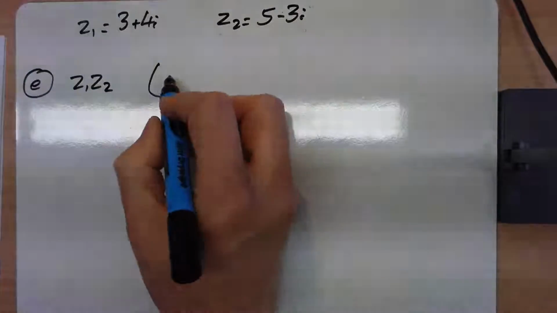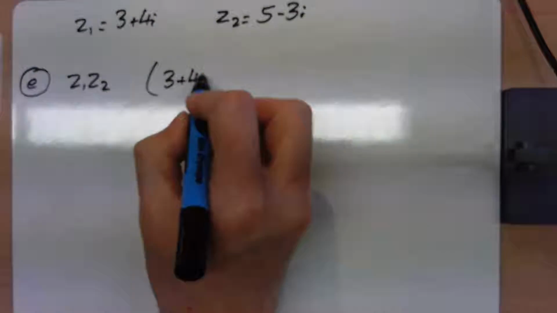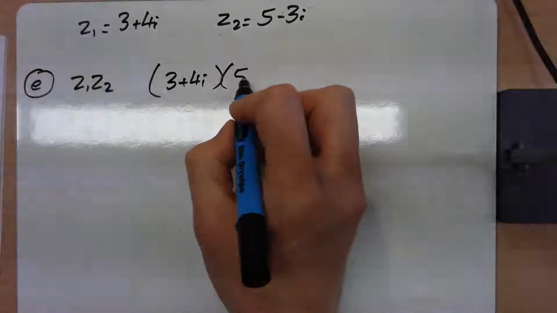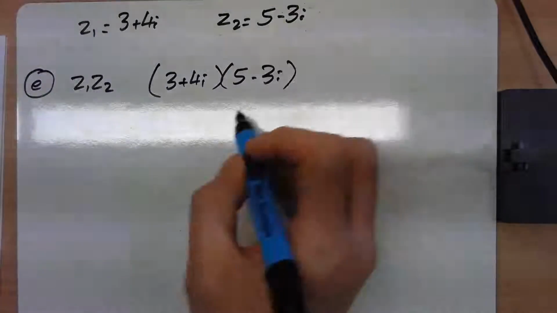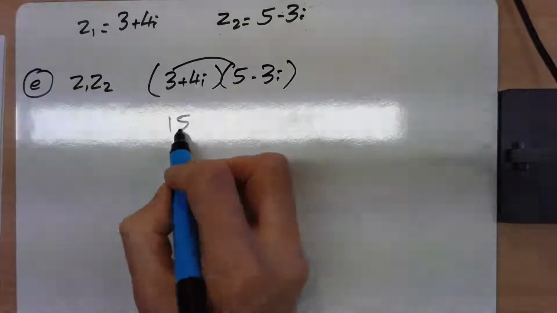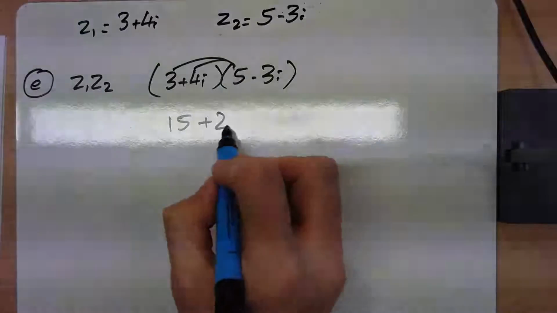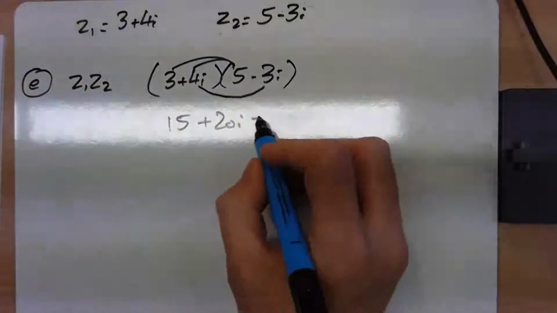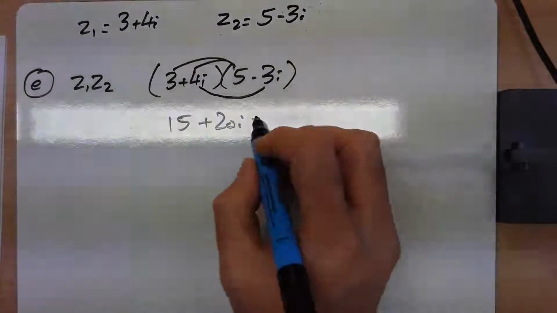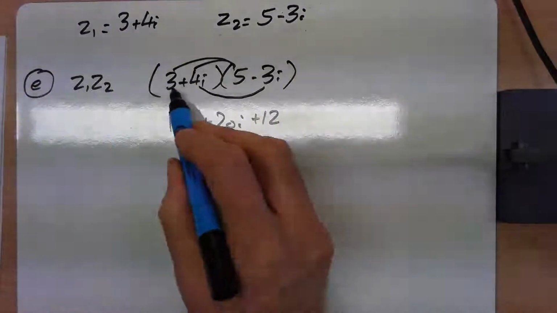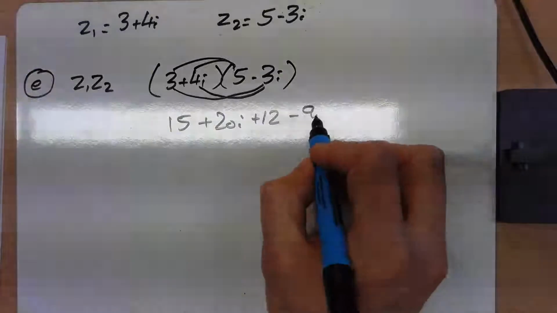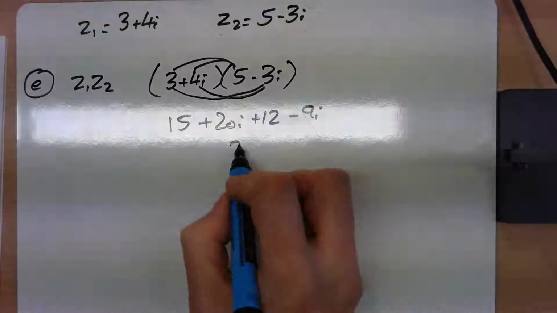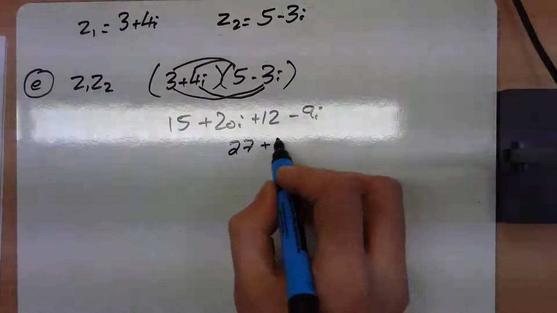Continuing question 4. Z1, Z2, need to multiply these two together. So I've got 15 here. I've got 20i. I've got minus 12i squared, so that's plus 12. And I've got minus 9i. Total here being 27 plus 11i.